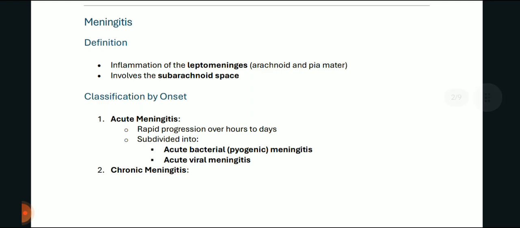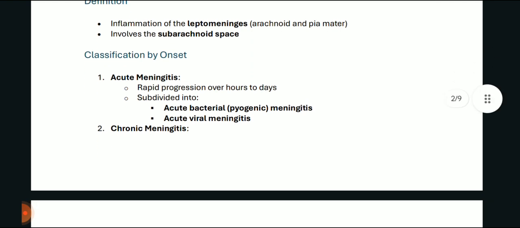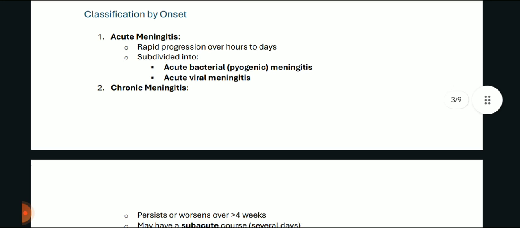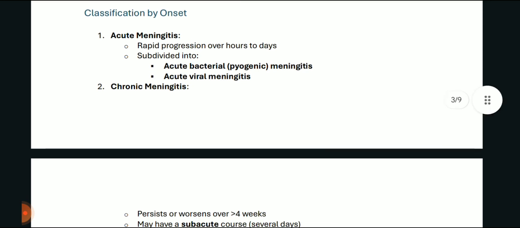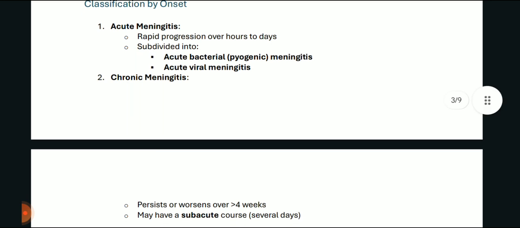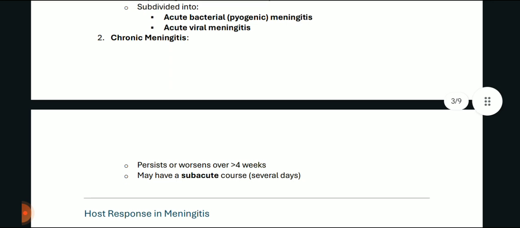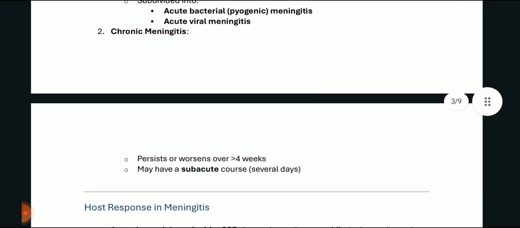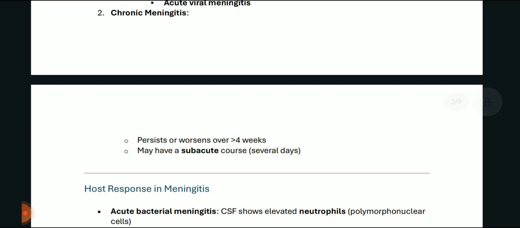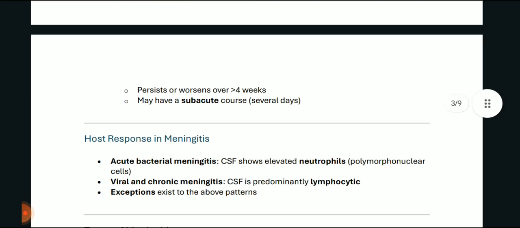Now, meningitis. Meningitis is the inflammation of the leptomeninges, which are the arachnoid and the pia mater. It involves the subarachnoid space. Classification by onset: meningitis can be classified as acute or chronic. Rapid progression of meningitis within hours to days is known as acute meningitis, and it is subdivided into acute bacterial or pyogenic meningitis and acute viral meningitis. Other than this, there can be chronic meningitis which persists or worsens over more than 4 weeks and may have a subacute course of several days.